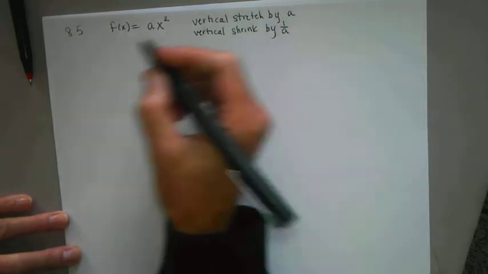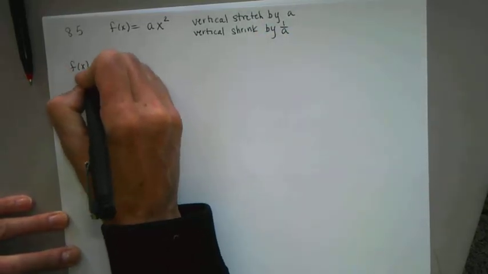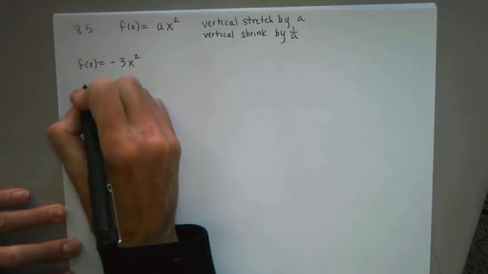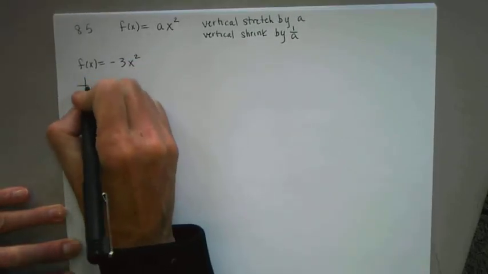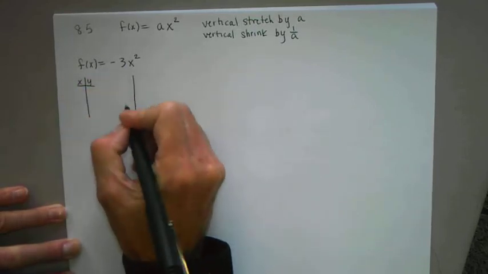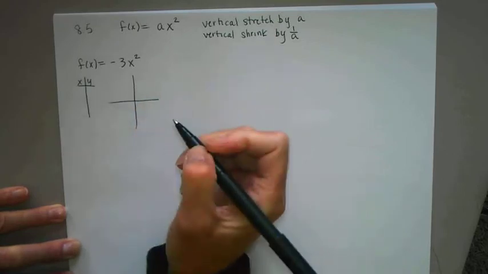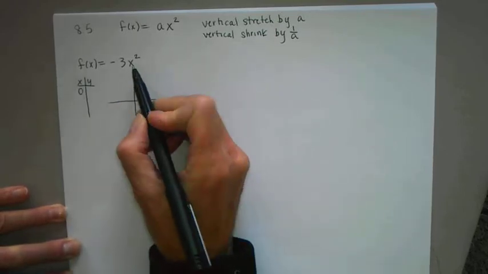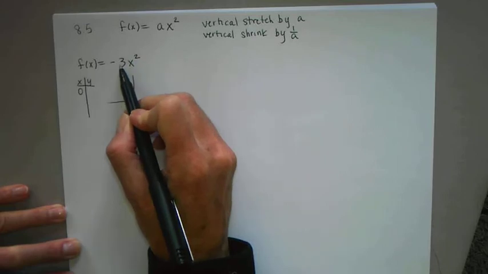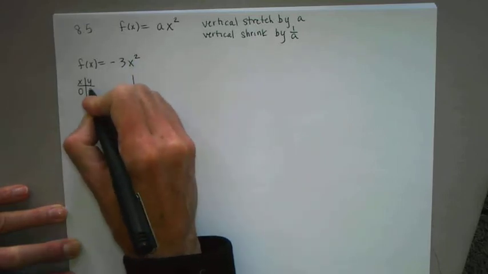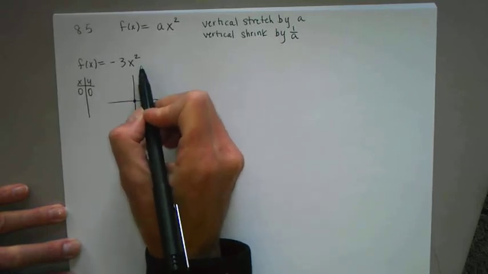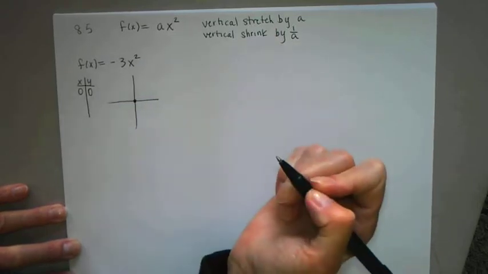So, for example, if I gave you this, f of x equals -3x squared. We'll go back to a table for this one. So, I'm going to go ahead and plug some values in. If I plug in 0 for x, I get 0 squared, which is 0, and 0 times -3 is 0. So look, my vertex didn't move. And we knew that because we don't see any plus or minuses. So our vertex is still 0, 0.